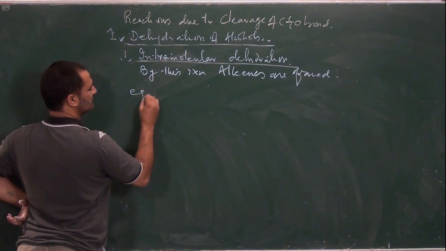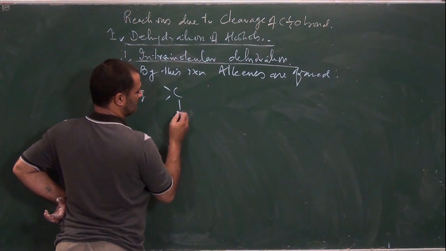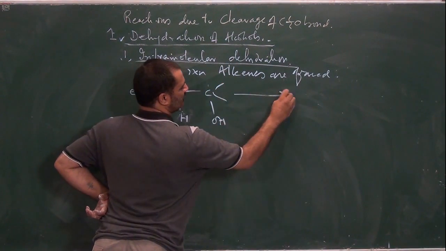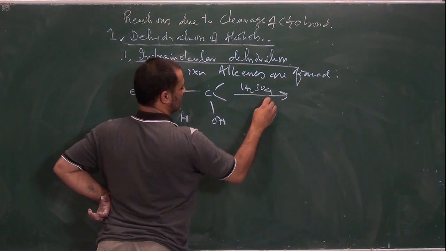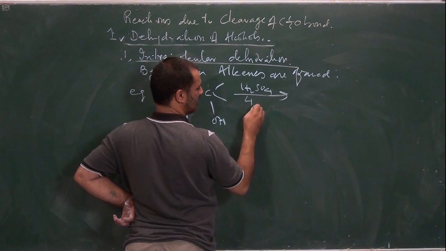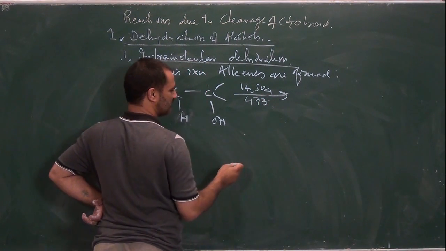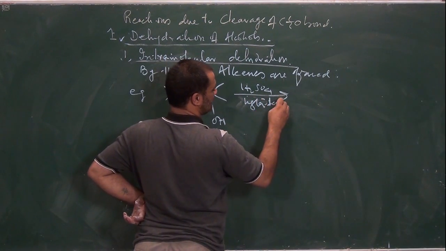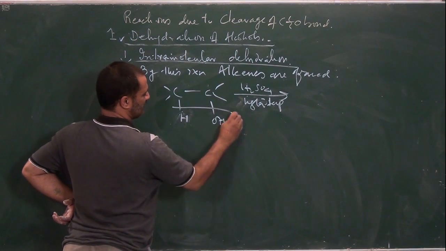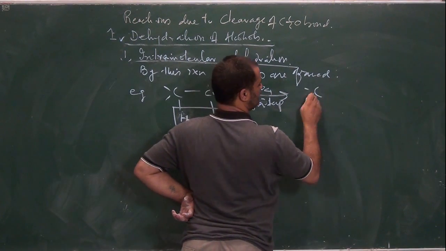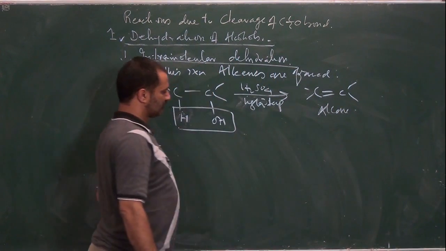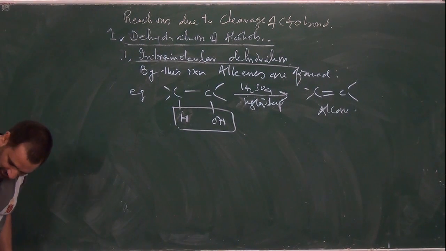For example, H2SO4, 473 Kelvin, or higher temperature, simply higher temperature, gives alkene. Now example and then mechanism.